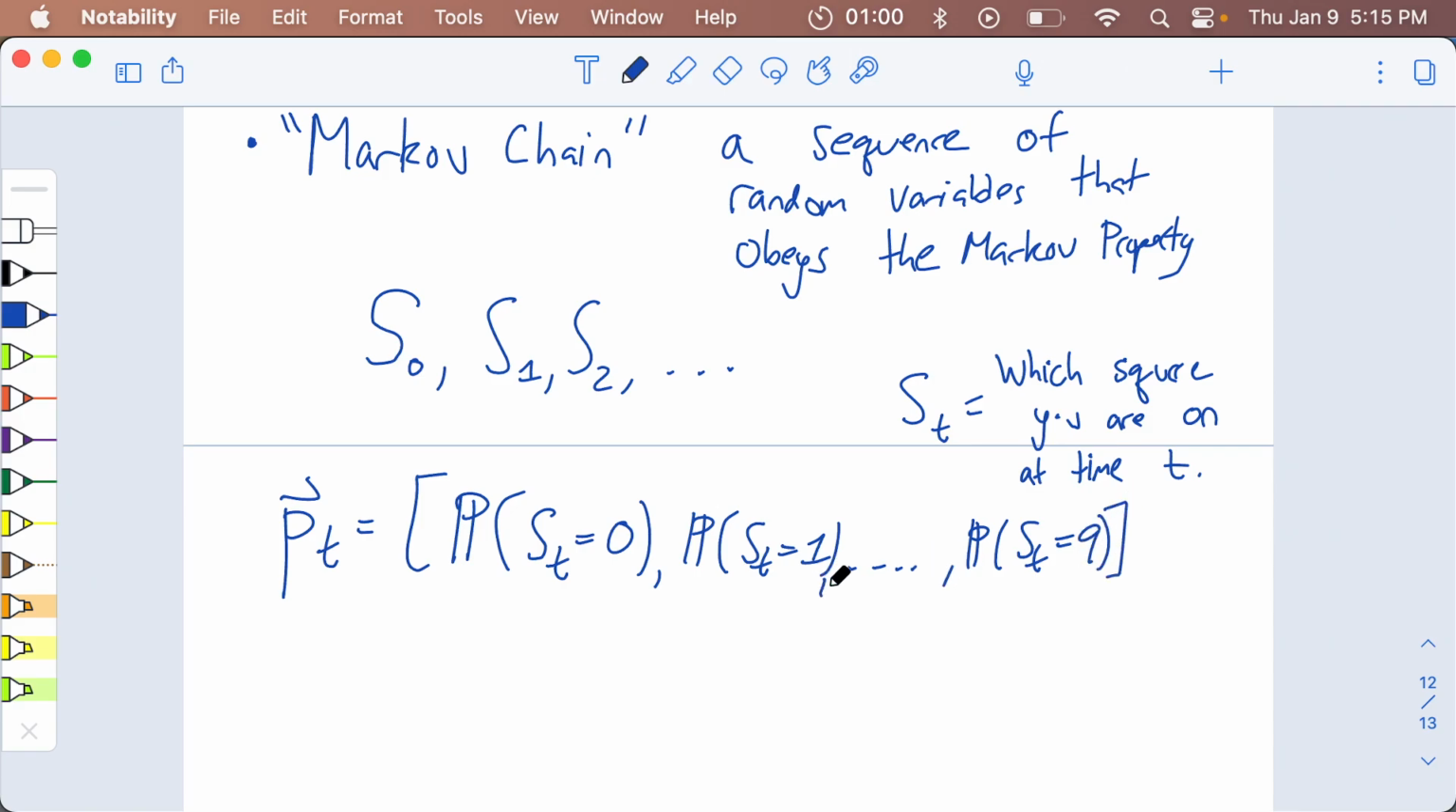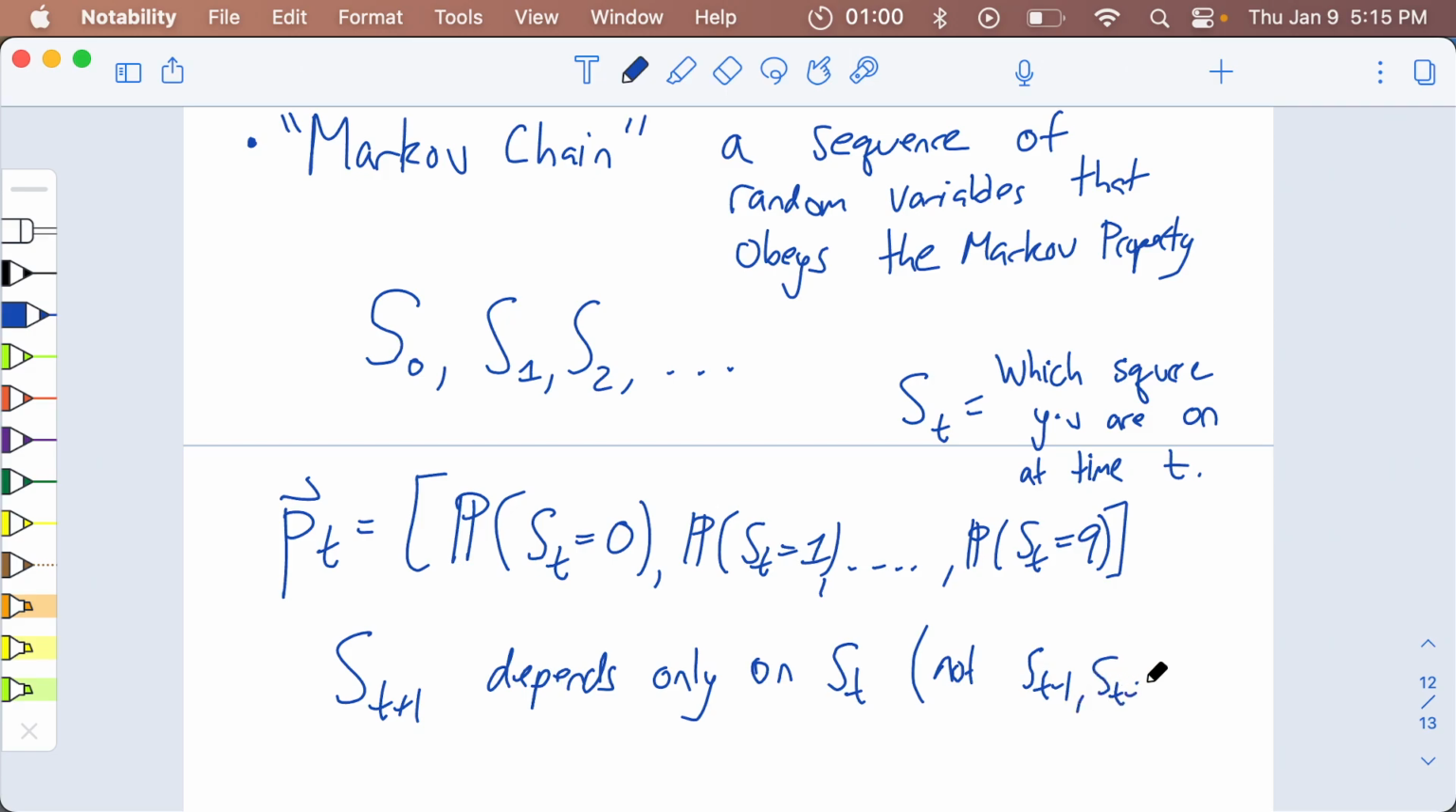So the Markov chain is the random variable. These probability vectors are the probability that it's in certain places. The Markov property says that S_(t+1) depends only on S_t and not S_(t-1), S_(t-2), etc.